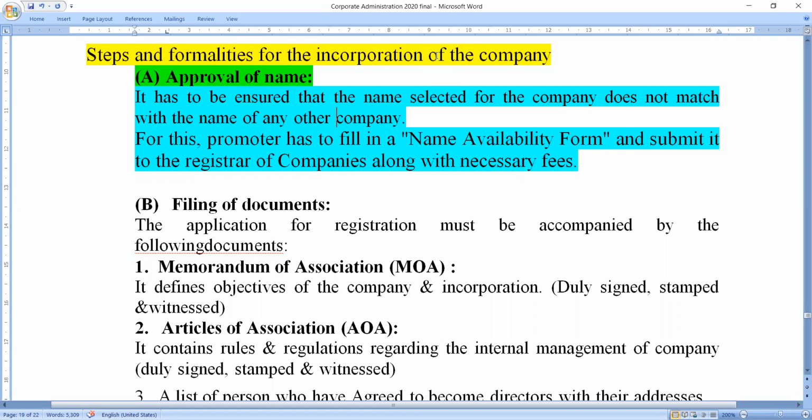We should select other types of colors, other types of names, other types of symbols for our company. Therefore, this approval of the name stage is a very, very essential and most important stage.